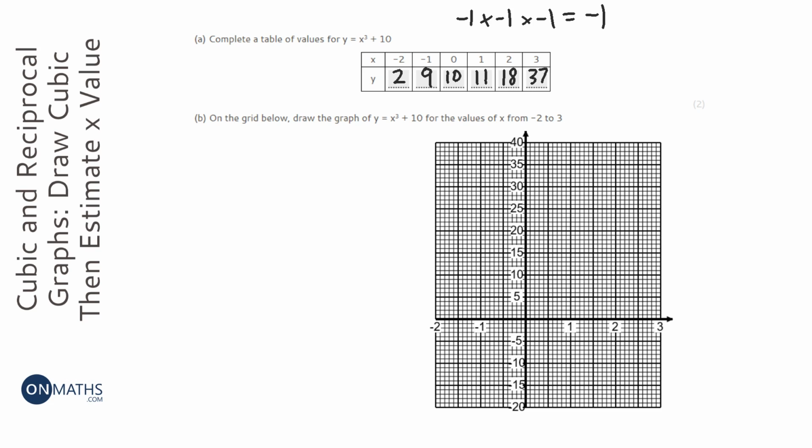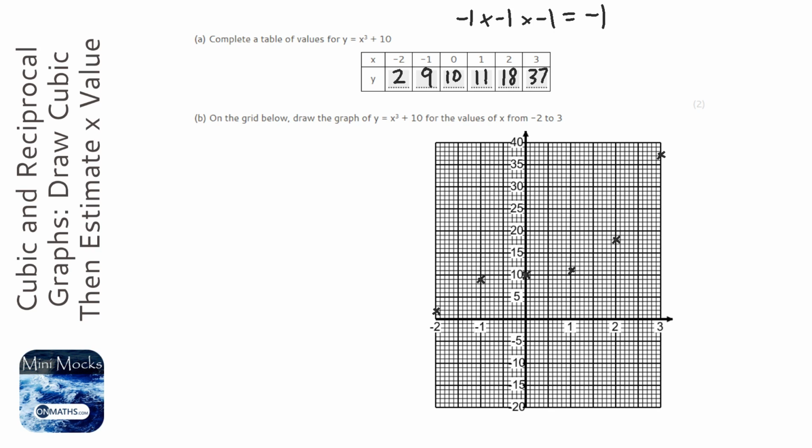So when we plot this on the graph, minus 2 is going to be at 2, minus 1 is at 9, 0, 10, 1 is 11, 2 is 18, and 3 is 37.